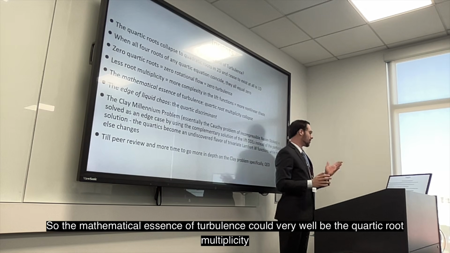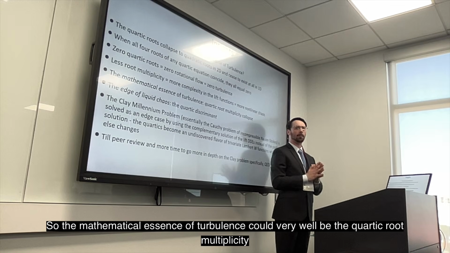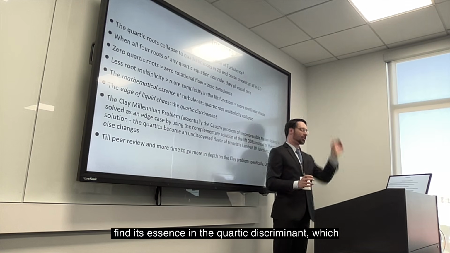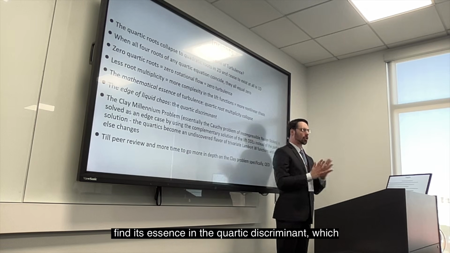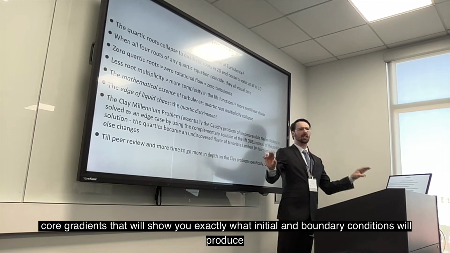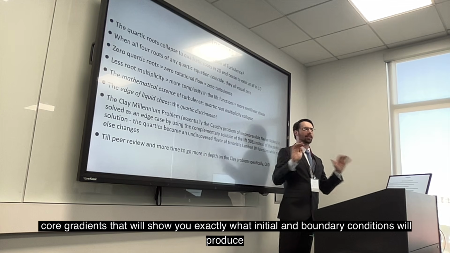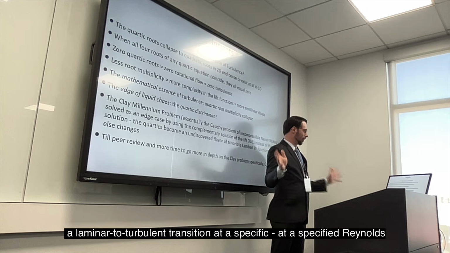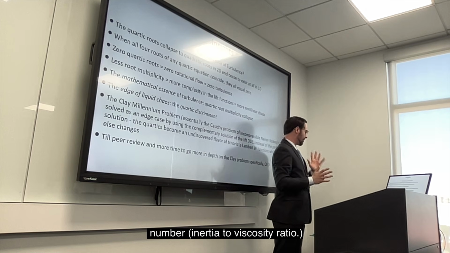So the mathematical essence of turbulence could very well be the quartic root multiplicity class, where the edge of fluid chaos, the laminar turbulent transition, may find its essence in the quartic discriminant, which is many terms long, but will give you a constraint on the heat equation core gradients that will show you exactly what initial boundary conditions will produce a laminar turbulent transition at a specified Reynolds number, inertia to viscosity ratio.